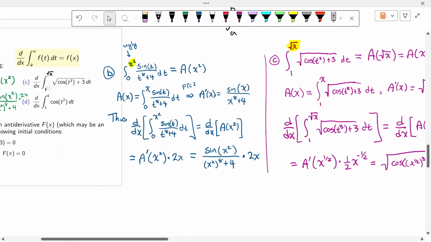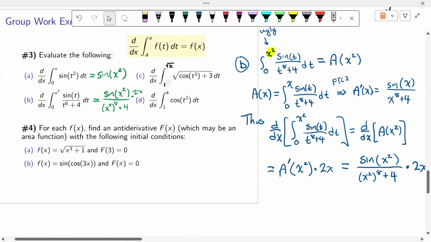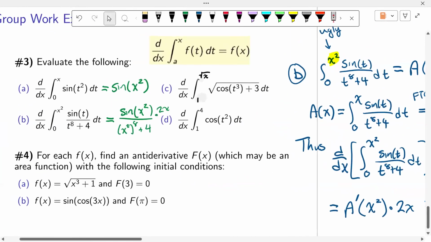All right, let's take a look at part D. This one's mean. What do you notice about this integral in comparison to all the others? It's got a 4 instead of an X. Yeah, so you may be wondering what is the derivative of this? And the answer is 0.